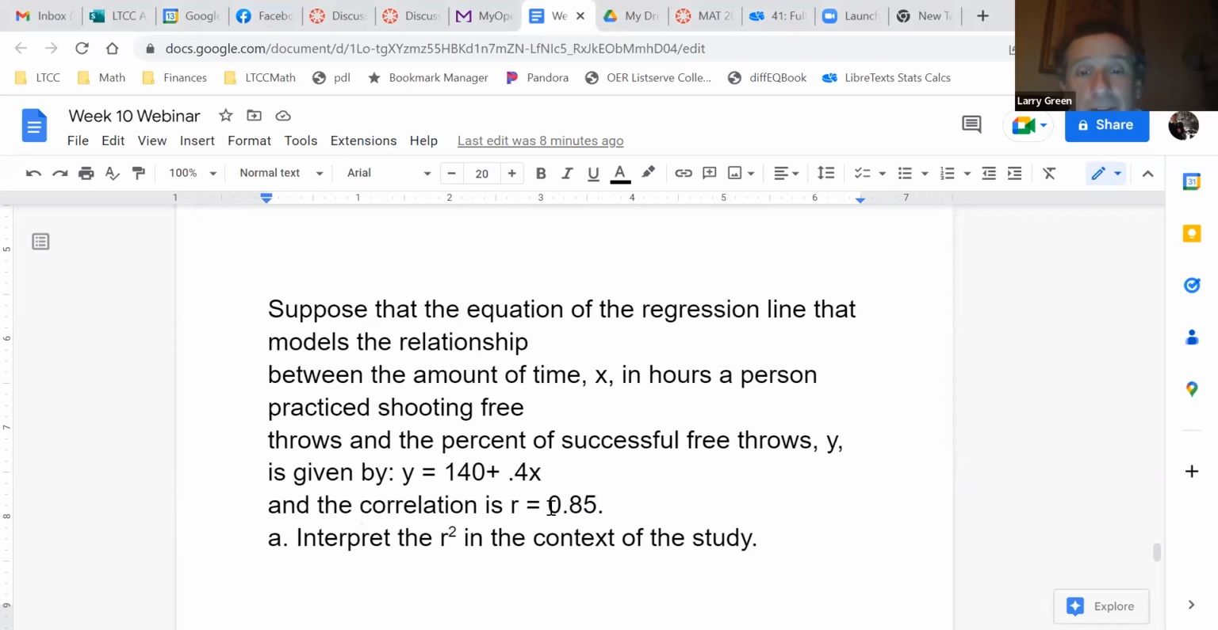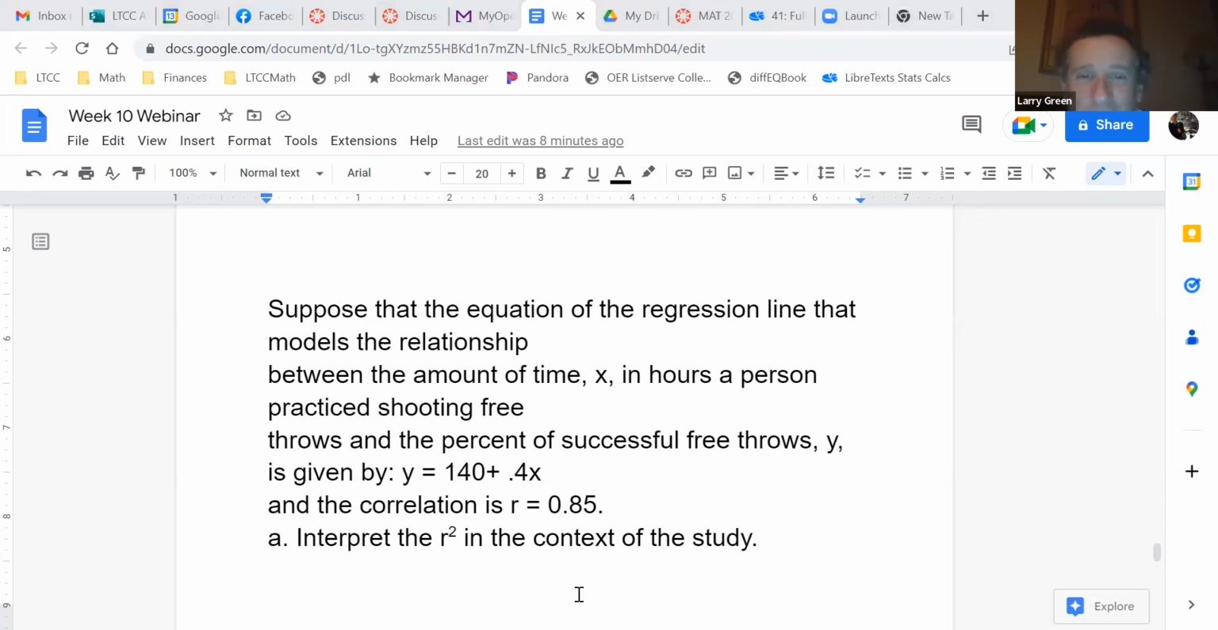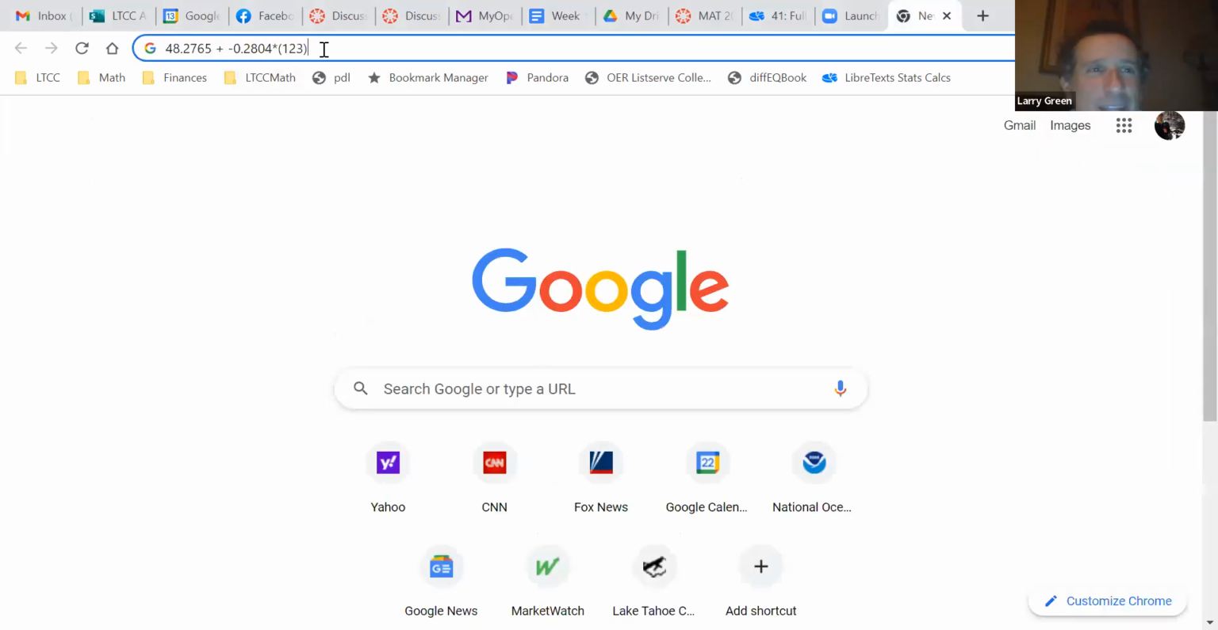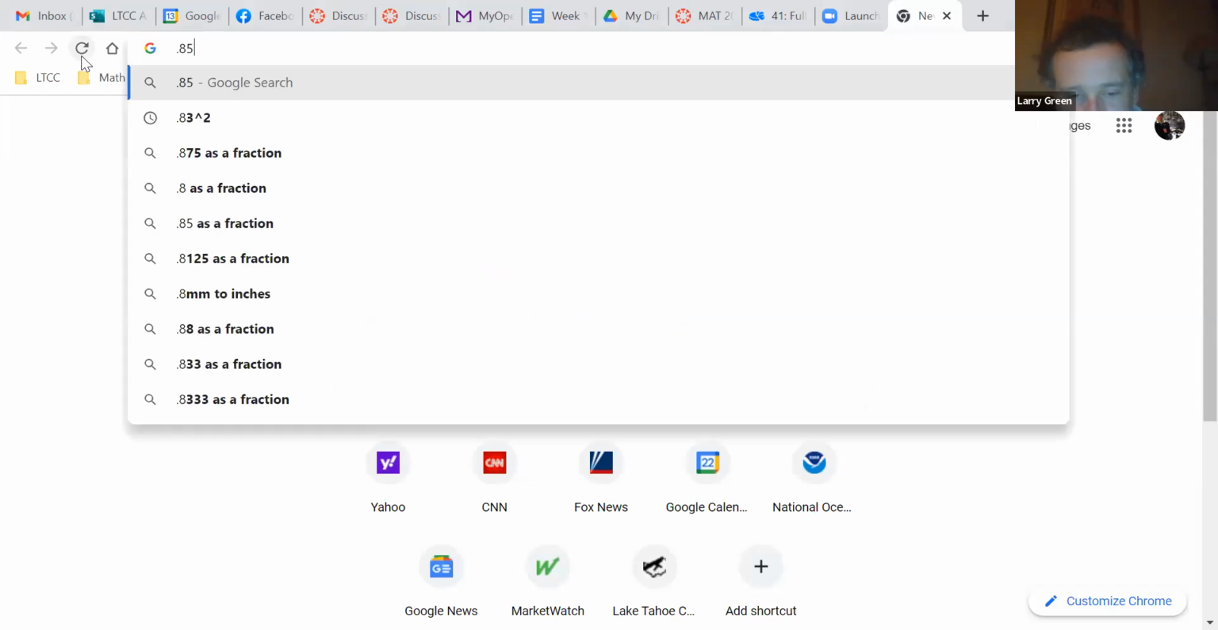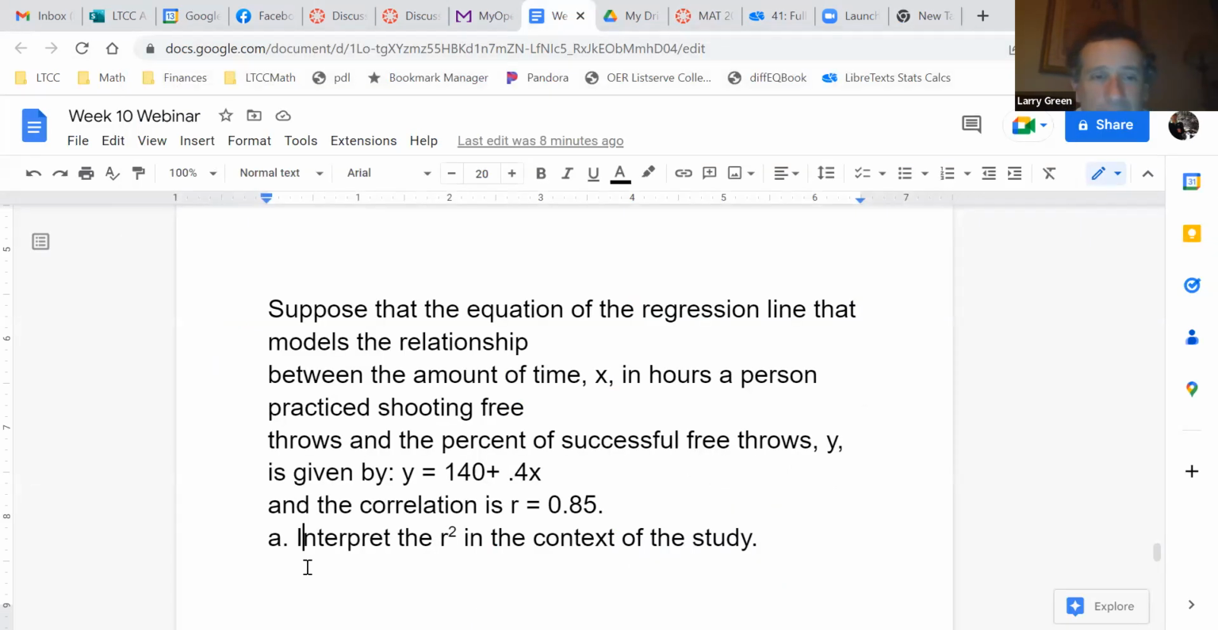Okay, how do I find R squared? It's not a trick question, it's supposed to be easy. By squaring R? Yeah, just square R, 0.85 squared. So let's pop this in, 0.85 squared. And that is about 0.72. So R squared equals 0.72, or 72%. Any questions on that?